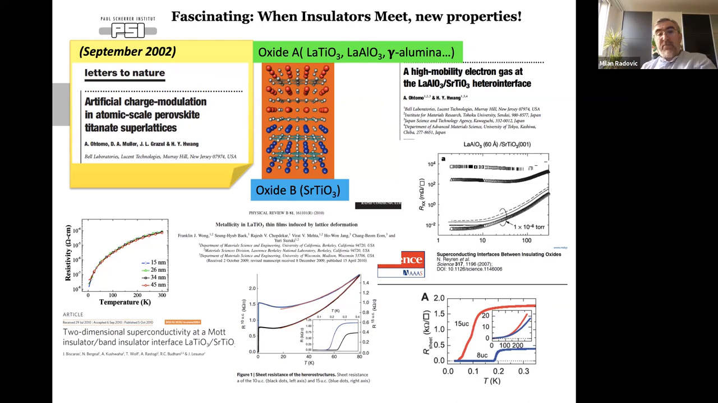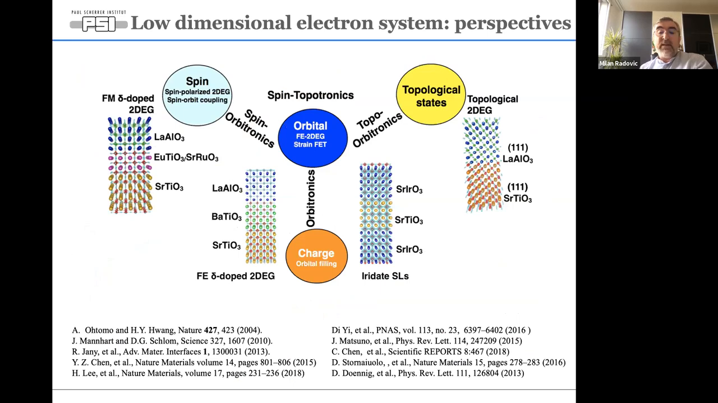But from 2002 to 2012, there was no big movement in understanding of this artificial low dimensional electronic system in transition metal oxide, particularly in the titanates. Only after people started to look at a little bit simpler systems could they start to understand, and some knowledge emerged.